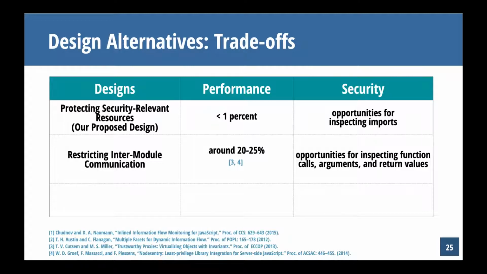This design, however, has some drawbacks. Performance overhead is non-negligible and varies between 20 and 25%. And proposing a permission model that is flexible enough to accommodate callbacks, which are prevalent in JavaScript programs, is not a trivial task.